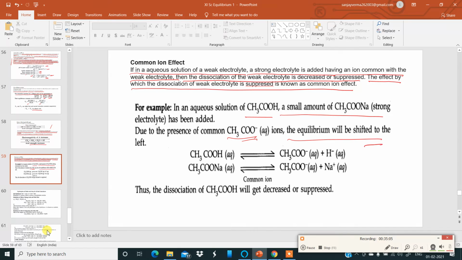It will go in this direction. So acetic acid, we are adding sodium acetate, a strong electrolyte. So what is happening? The concentration of acetate ions is increasing. You can see over here. So that is going to react with H plus and it can go in the backward direction. Thus the dissociation of acetic acid will get decreased or suppressed. That is called common ion effect.